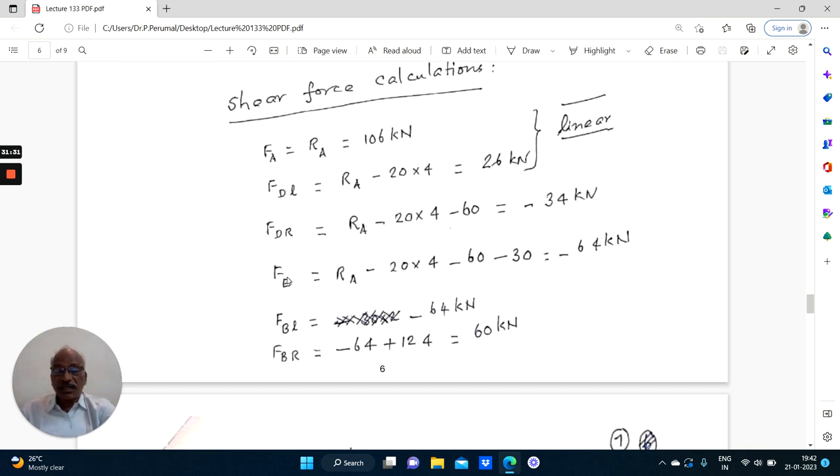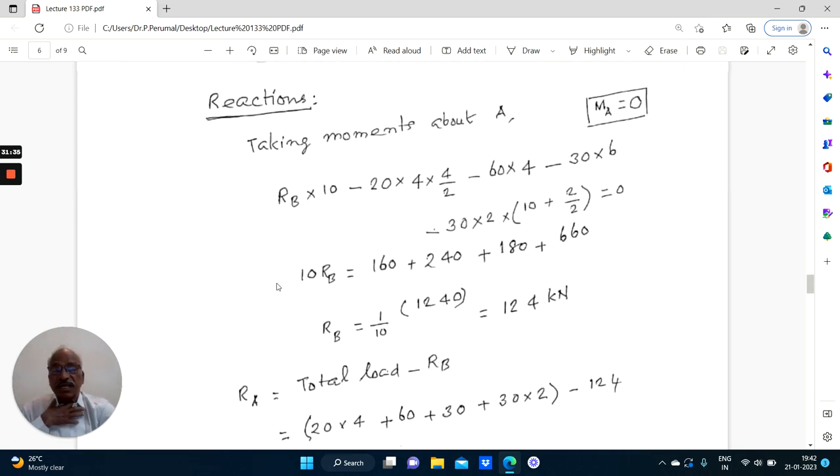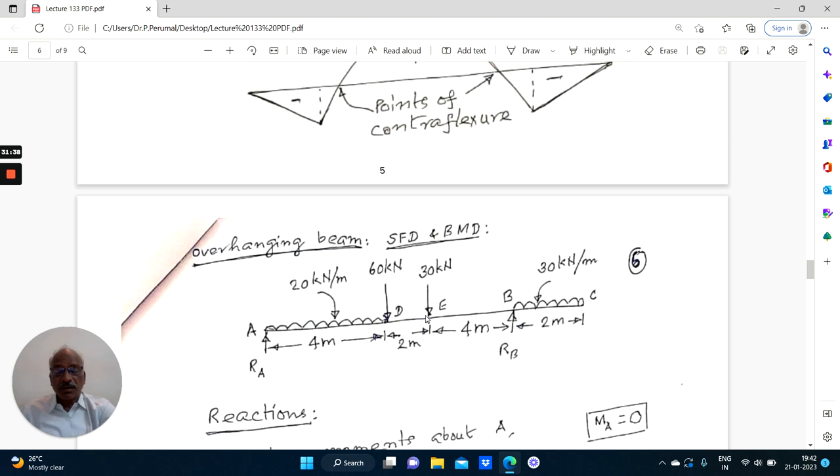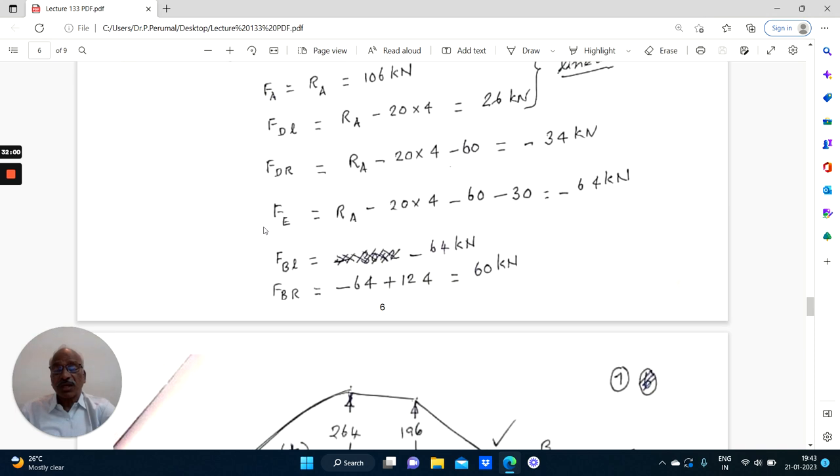Then next is that of FE. FE equal to RA minus 20 into 4 minus 60, just to the left, or here we can straight away take minus 30 at the section. So RA minus 20 into 4 minus 60 minus 30 equal to minus 64. Only thing that we have to remember is FE just to the left will be minus 34. FE just to the right will be minus 64. This is a point to be noted. Simple point, but very important point.